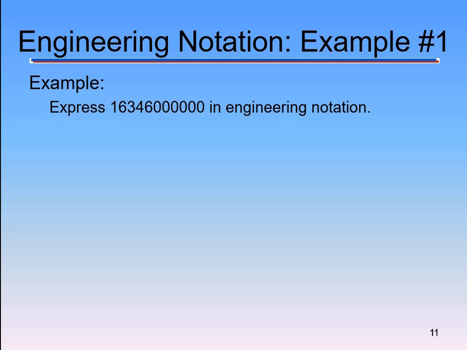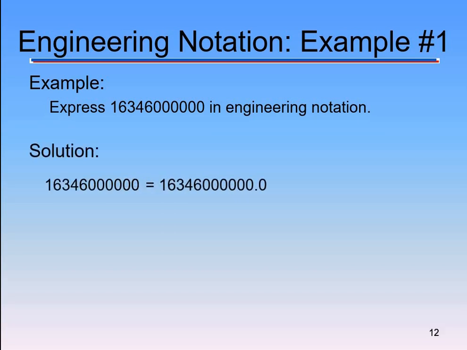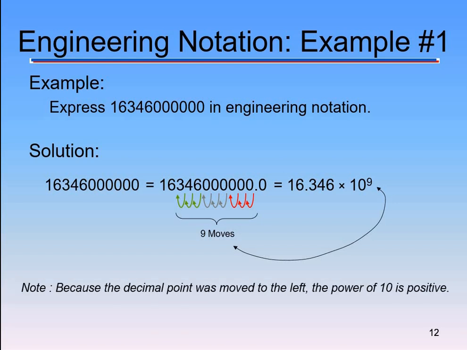And how do you know when to stop moving them over? When you can no longer move a chunk of 3 and you have up to 3 digits to the left of the decimal point. So let's take a look here. So we pop this out. 1, 2, 3, 1, 2, 3, 1, 2, 3, for a total of 9 moves.